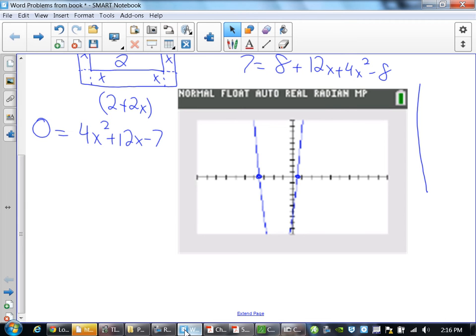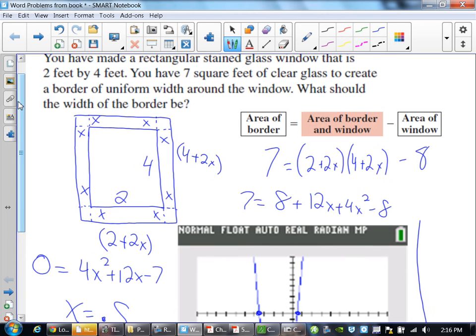How does 0.5 go into the equation though? What happens here is that this value is some negative number. So what's the answer? 0.5? What should the width of the border be? Half an inch. 0.5 inch. That's what that means. Because you only have 7 inches of glass total area left to work with. So if I use that border going all the way around, I'll use up all of it.